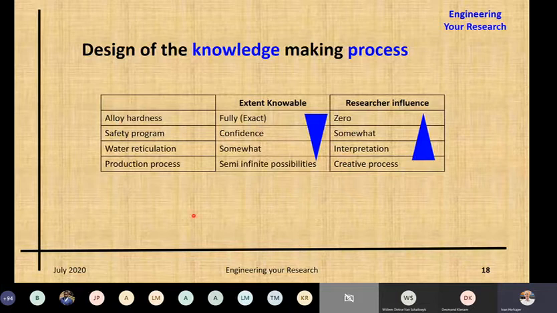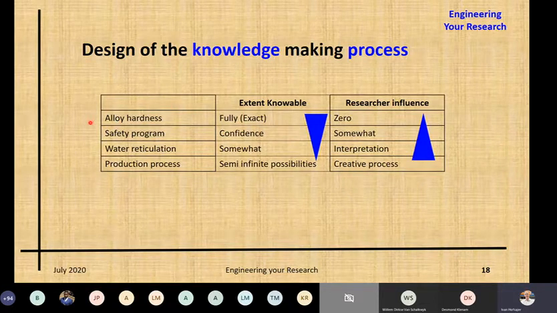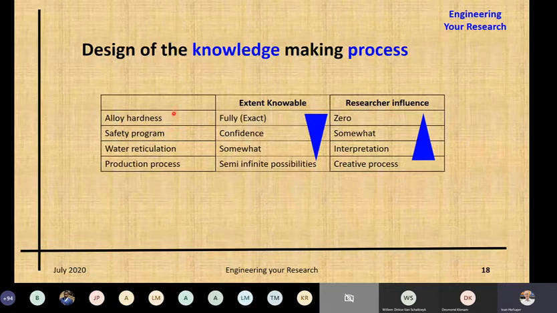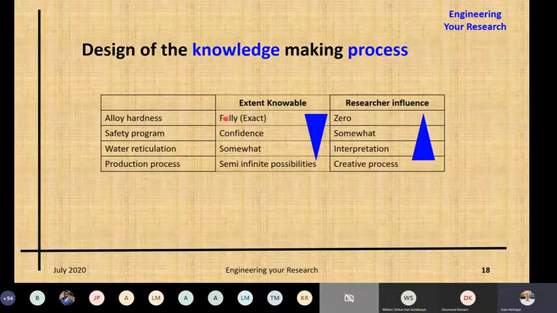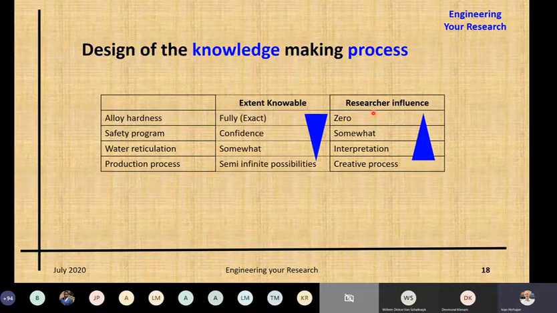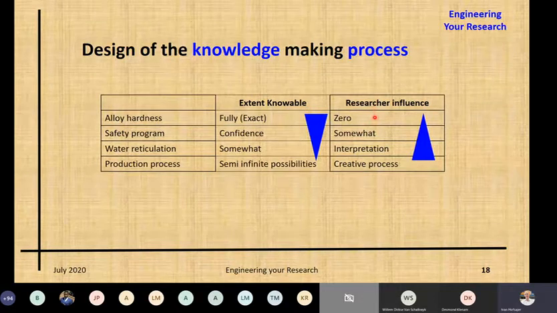Now, all of these examples are very real, I'm thinking everyday normal engineering research projects. So this isn't something crazy. These are all typical research things that an engineer could be busy with. And we see that the extent that we can get an exact answer is quite variable amongst them. And we can see that the researcher influence is also very variable amongst them.